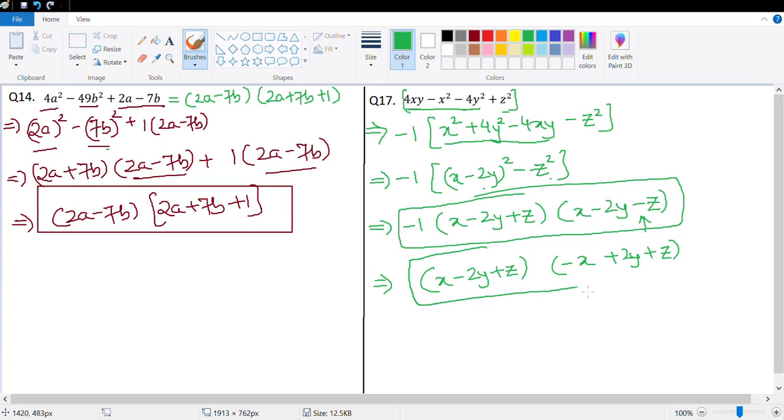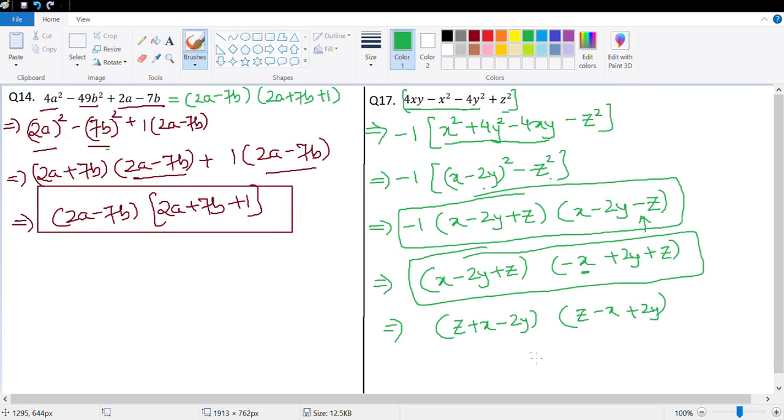In case you don't want to write the first term as negative, then we can also write this as z plus x minus 2y and z minus x plus 2y. Right. So z plus x minus 2y and z minus x plus 2y. Perfect. That brings me to the next homework question.